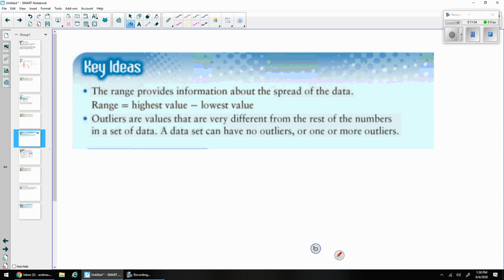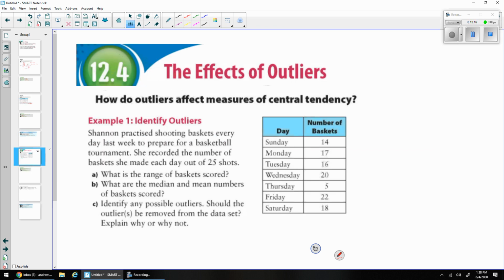So key ideas: the range provides information about the spread of the data. So this is the equation to find range, which you need to know. And outliers are values that are very different from the rest of the numbers in the set of data. And there can be no outliers, 1 or more outliers. Okay, range and outliers. So let's look at the effect of outliers, how outliers affect our measures of central tendency. So how they affect our mean, median, and mode.